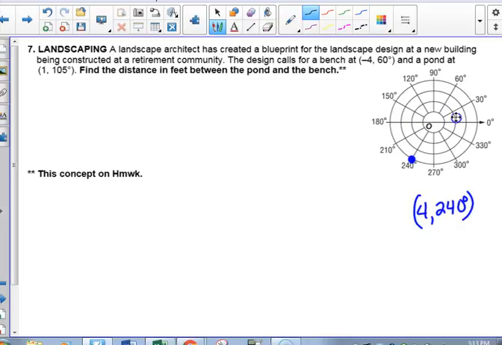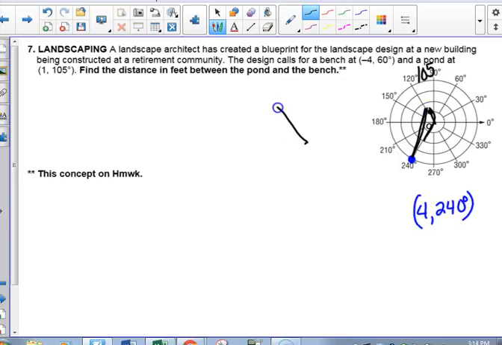A point at 105, 1. Is 105 on our graph paper? No, but we're just going to put it. 105 is somewhere in here, and it's 1 unit out. Okay. Now, we need to find the distance between those.